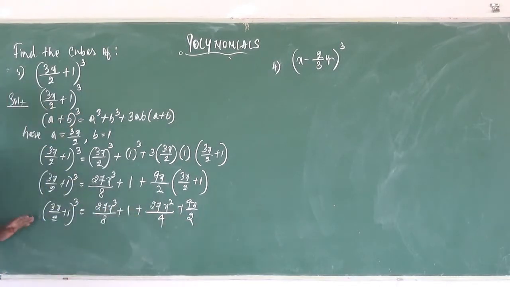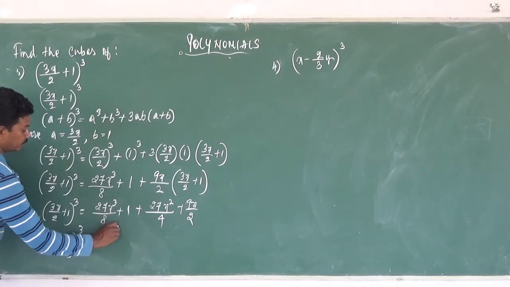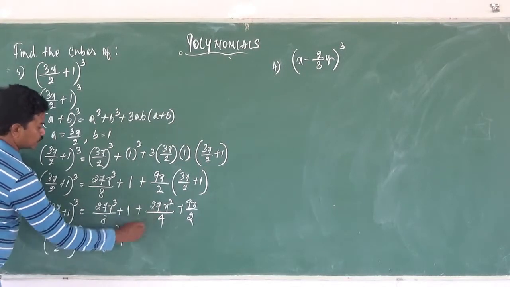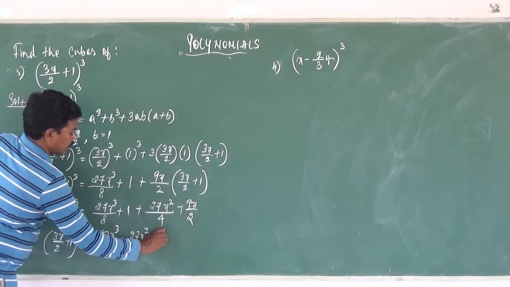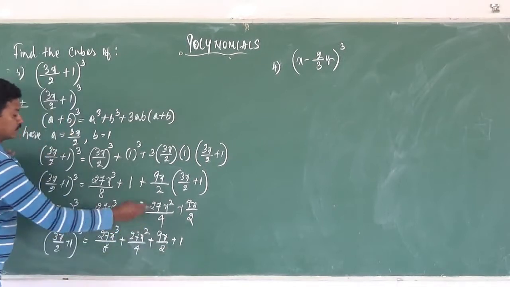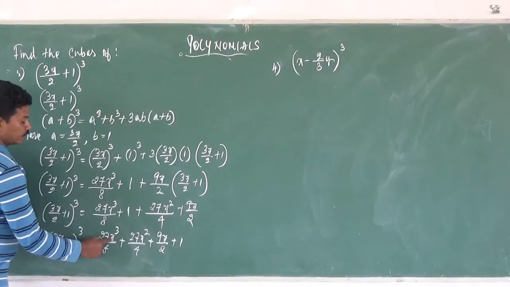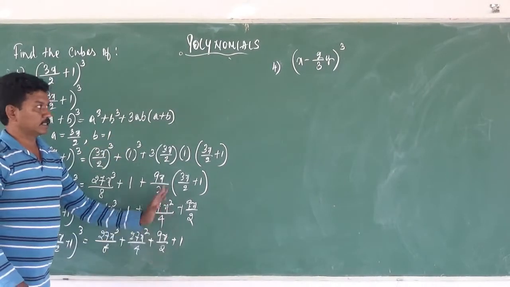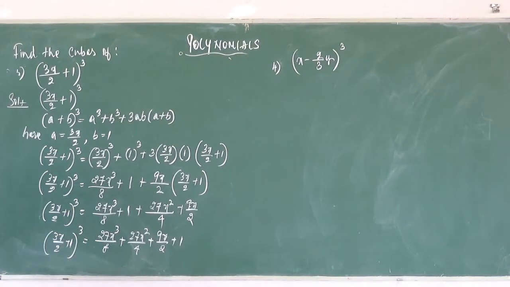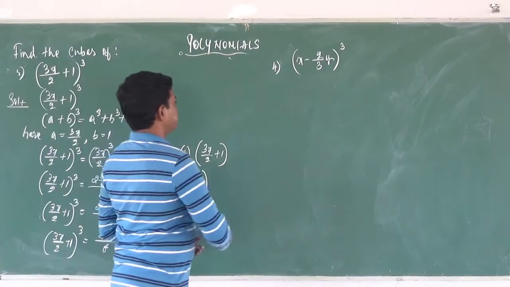If you want to write it in the standard form, you can also present that. So that can be written as (3x/2 + 1) whole cube is equal to 27x cube by 8 plus this one 27x square by 4 plus this one 9x by 2 plus 1. What this standard form means is the degree of the variable should be kept in decreasing order, and at last you should write the constant. So this is how we have to write it in the standard form. Okay, let us get into the next problem, the fourth one.